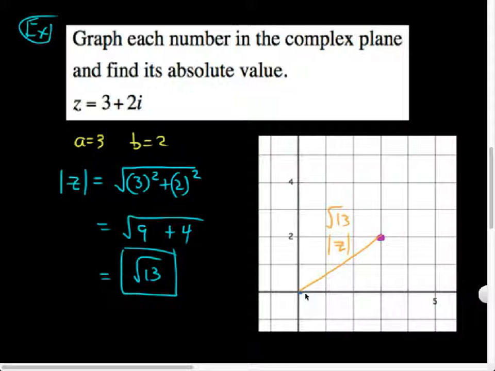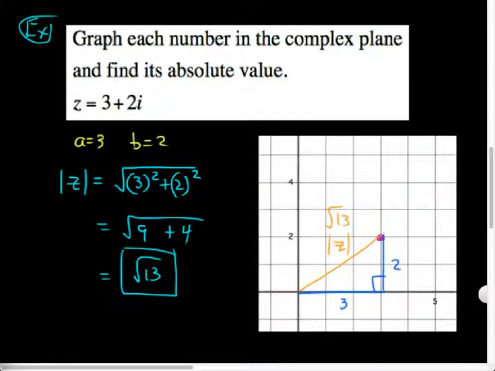And you could see that the horizontal was the 3 and this was the 2. Technically, if you didn't even memorize that formula, you would still be fine and dandy because you guys are expert Pythagoreans.